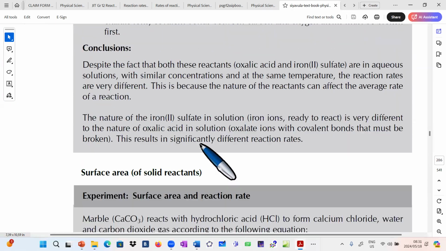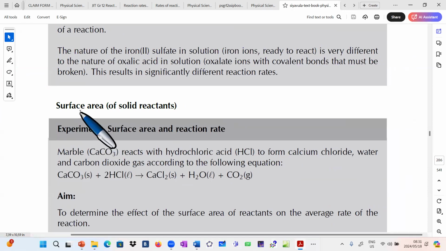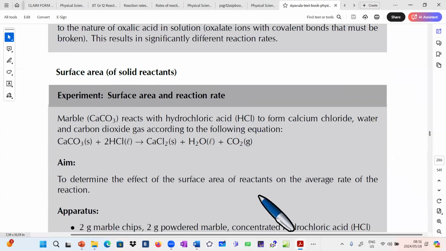But we want to discuss the theoretical aspect of it, and also the surface area of solid reactants. The surface area applies mostly to solids, because that is when we are able to increase or reduce the surface area. An experiment is done where surface area and reaction rate are given attention. Marble, which is calcium carbonate, reacts with hydrochloric acid, HCl, to form calcium chloride, water, and carbon dioxide gas. Let us look at the reaction between marble and HCl.